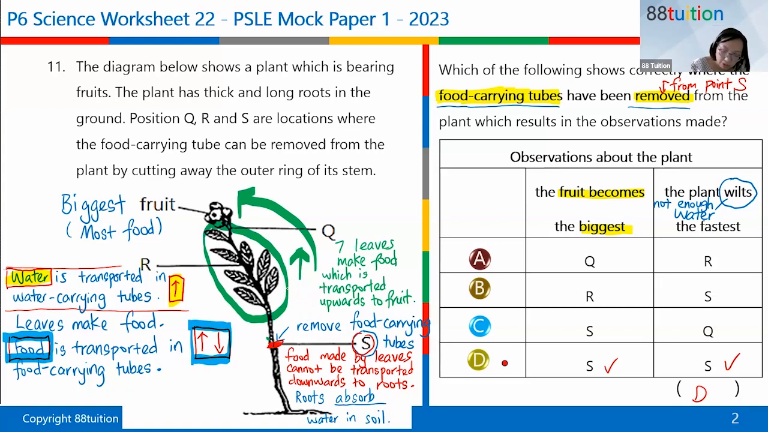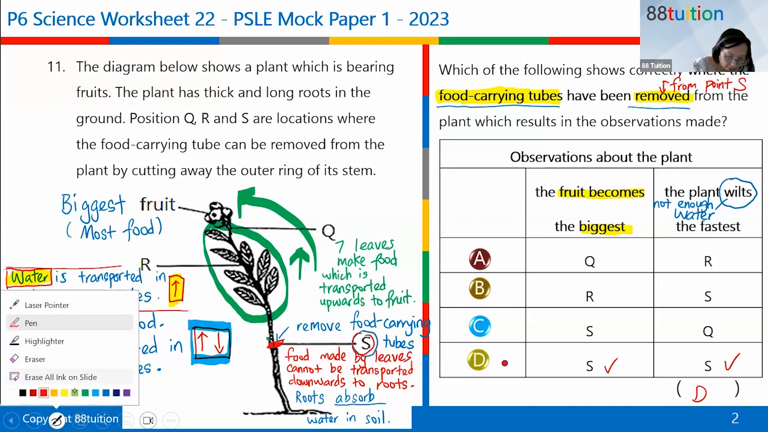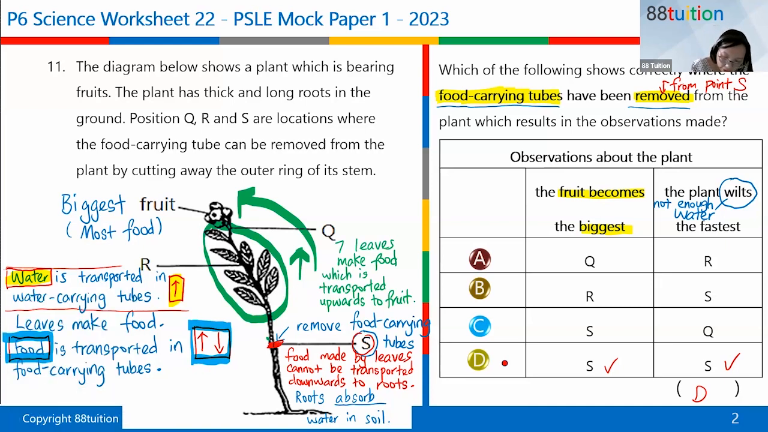If I were to actually draw, it can go up, it can go down. So let me draw: the leaves make food, it can go up, it can go down up to here, and stop here. But it cannot go beyond the red part, where I removed the food carrying tubes. All right, is there any question for this? So please remember, water goes only upwards, food goes up and down.